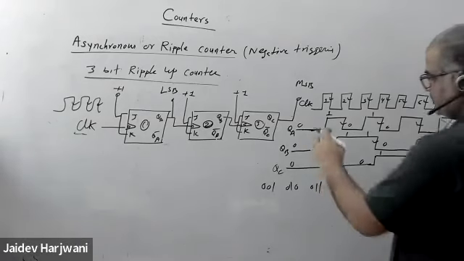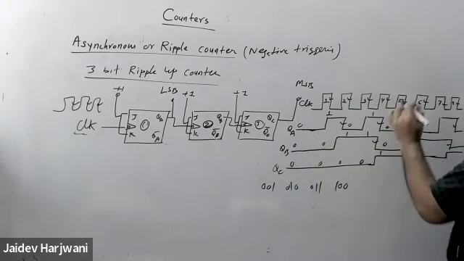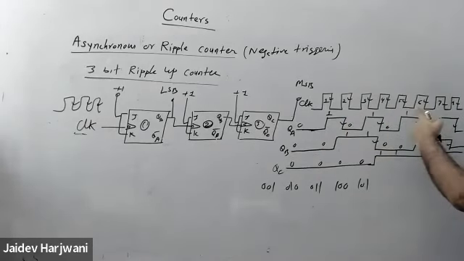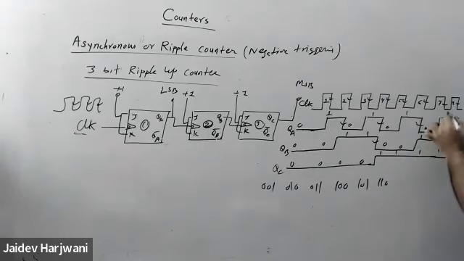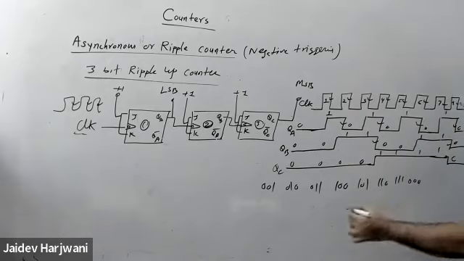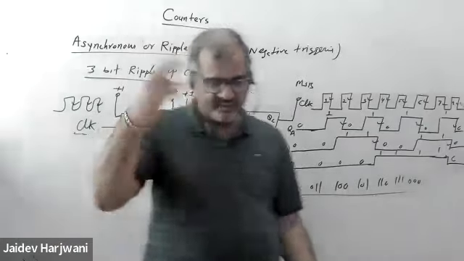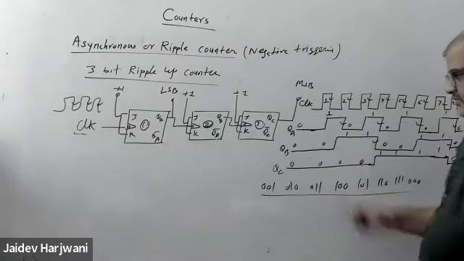Okay, so 0 0 1, after 4, 1 0 0, after 5, this is 1, this is 0 1, so 1 0 1. After 6, this is your 1 1 0. After 7, this is 1, this is 1, this is 1, so 1 1 1. After 8, this is 1, this is 1, so it will go down to 0. After 8 cycles it is 0 0 0. Then the cycle will repeat and it will count continuously.